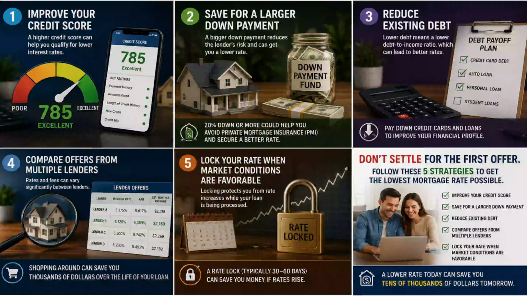How to get the lowest mortgage rate? Want a better mortgage rate? Here are 5 strategies. One, improve your credit score. Two, save for a larger down payment. Three, reduce existing debt. Four, compare offers from multiple lenders. Five, lock your rate when market conditions are favorable.